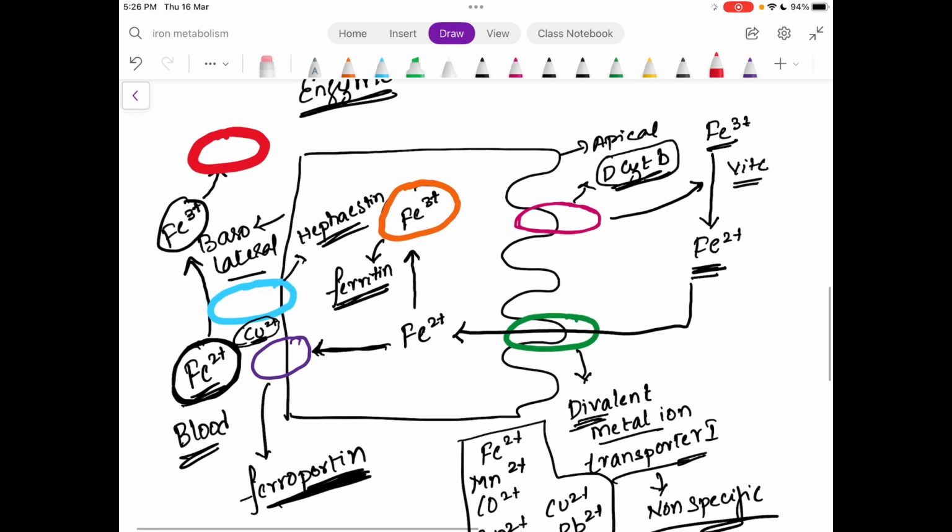We have transferrin. This transferrin will transport iron in the form of Fe3+. This is transferrin.